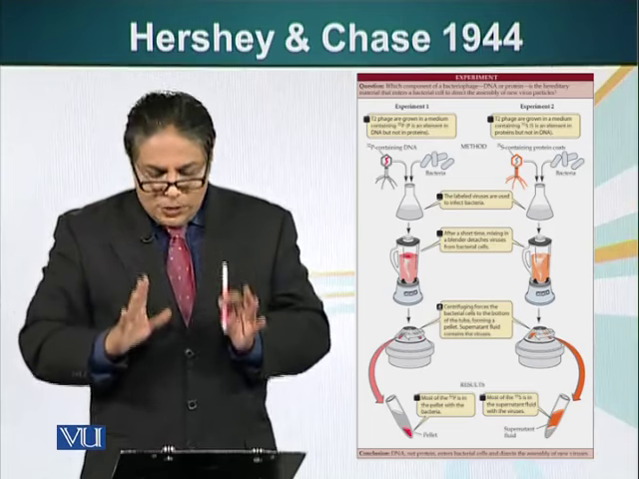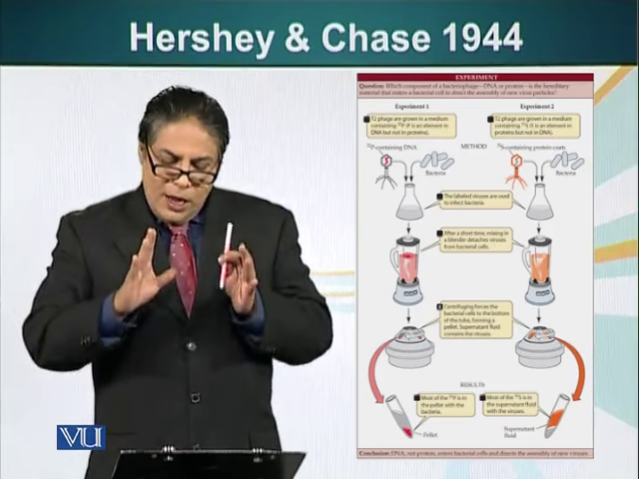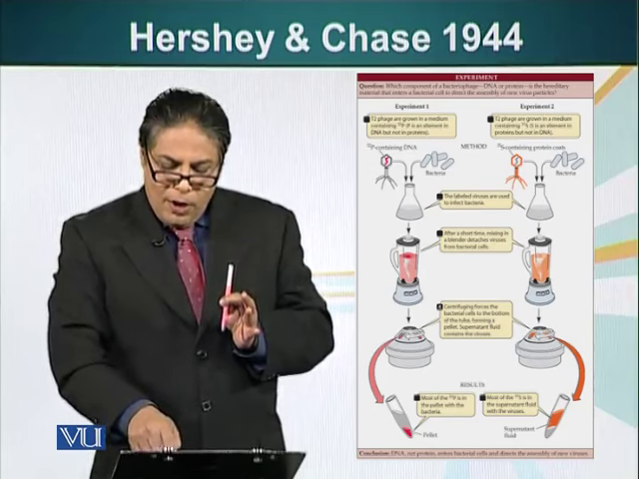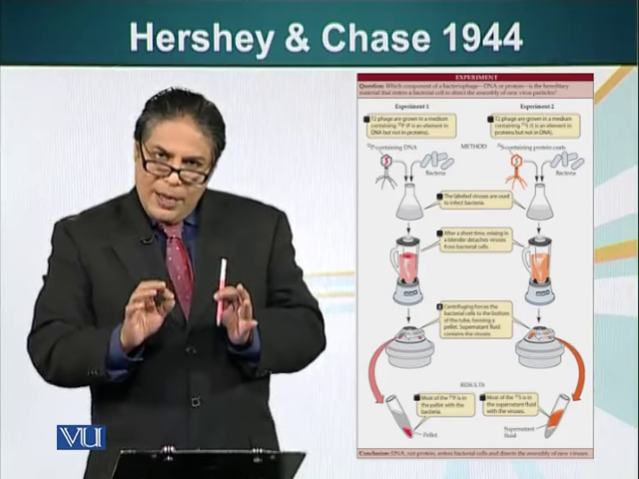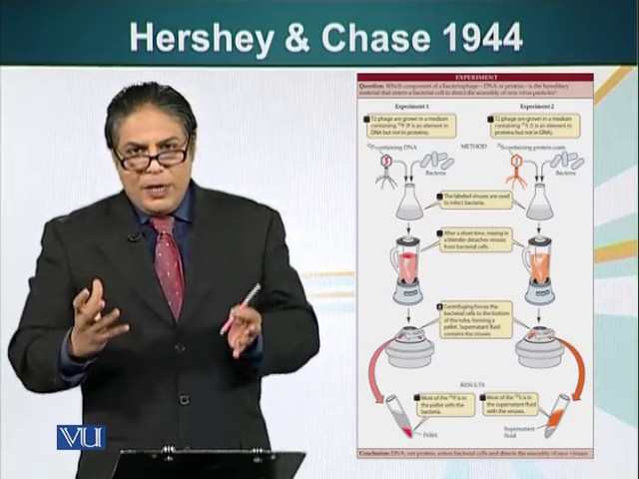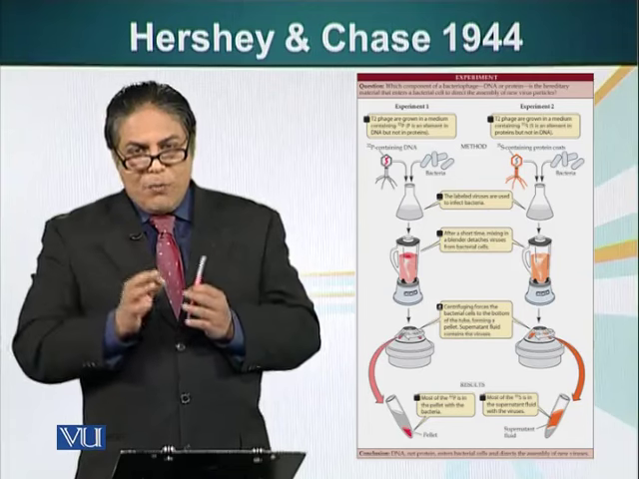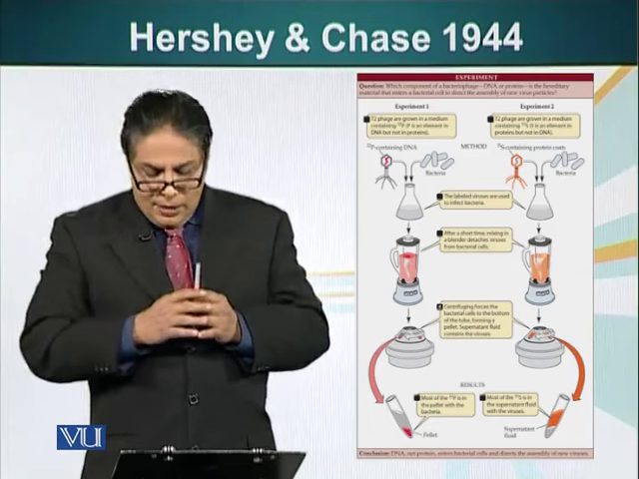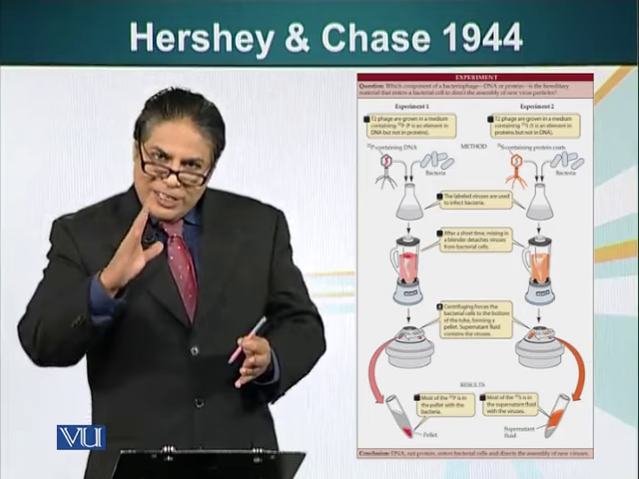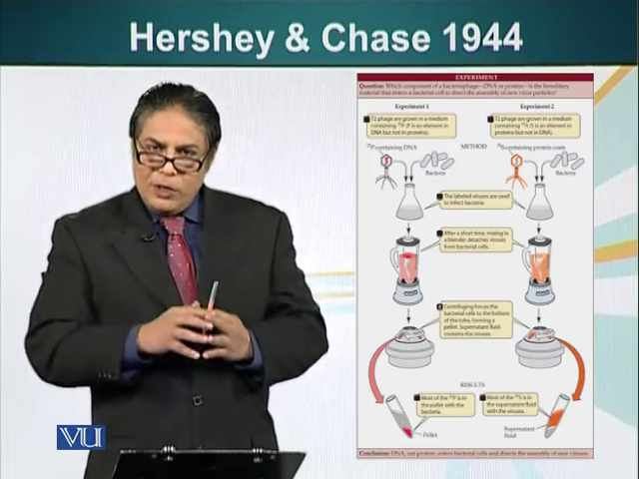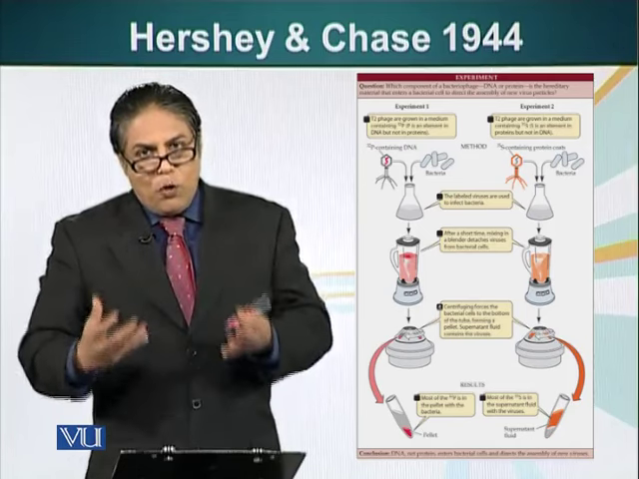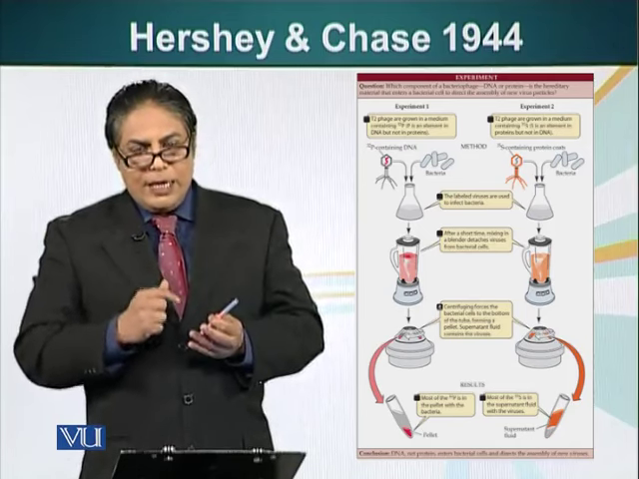So this experiment, the Alfred Hershey and Martha Chase experiment, conclusively convinced the scientific community that DNA is the heredity molecule. In the next module, we will see some features of DNA. Now we have established that DNA is the heredity molecule. There was a race to study and understand how this molecule functions. We'll talk about that in the next module.